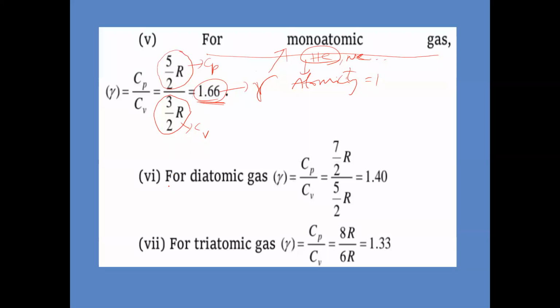Next, similarly, for diatomic gases, like H2 gas, O2 gas, N2 gas, CO gas, all these. In one molecule, how many atoms are there? 2 atoms. One molecule contains 2 atoms. These are called diatomic gases. For diatomic gases, gamma is again Cp by Cv. The relation Cp by Cv equals gamma holds for any gas.